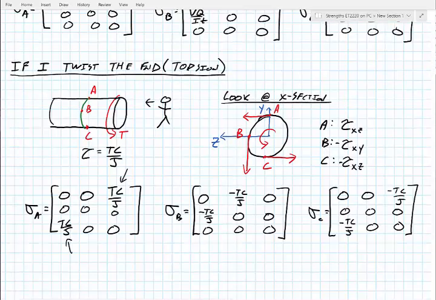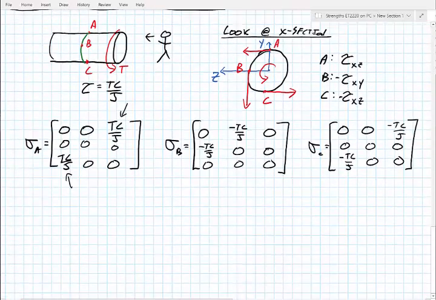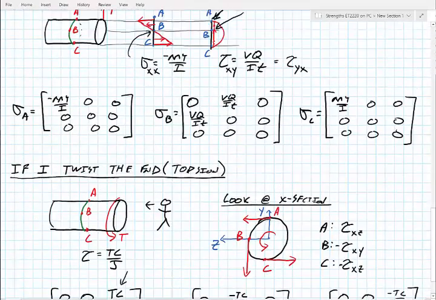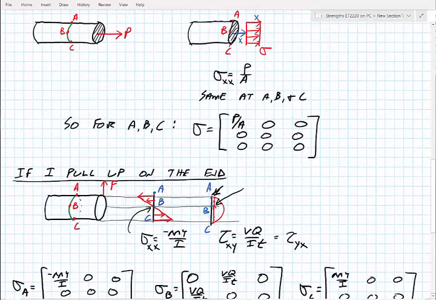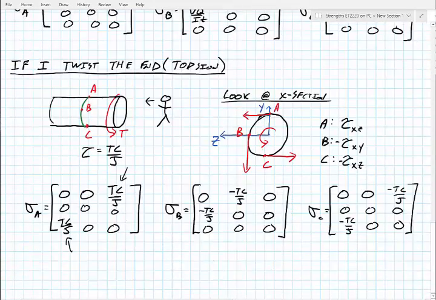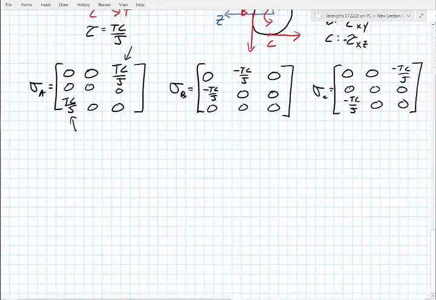But here's the cool part for combined loading: due to superposition, we can add all of these stresses together. So that would be the final piece of it, is adding all three together.